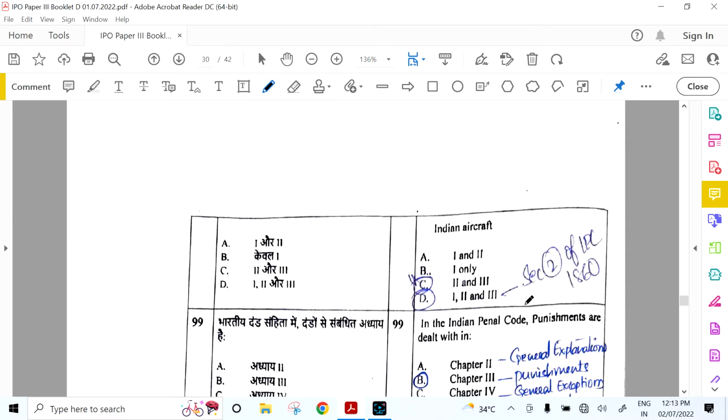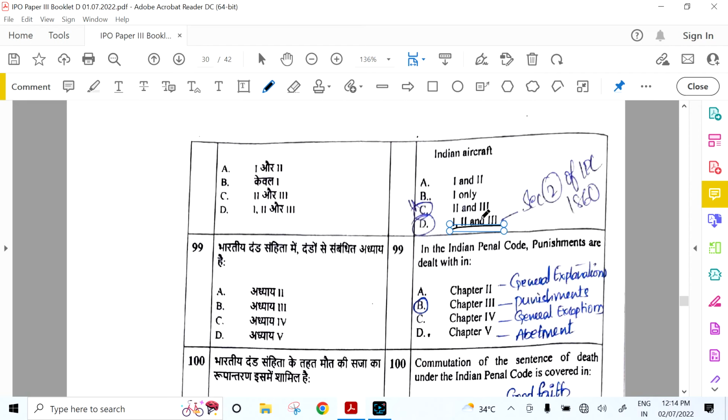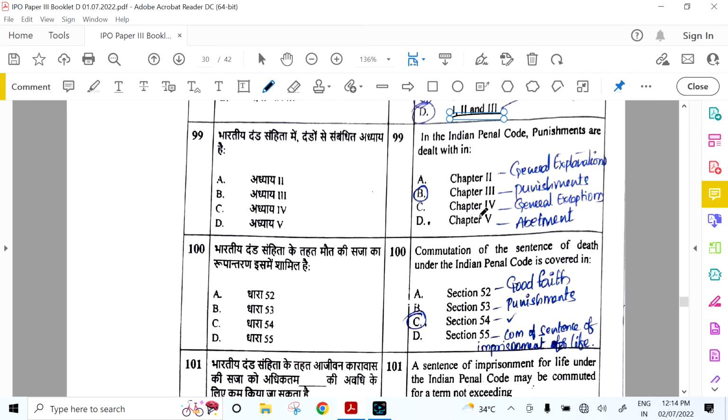Under which of the following situations would Indian courts have jurisdiction? It is section 2 of IPC 1860. All of these three are correct. That is, crime committed by a foreigner in India, crime committed by an Indian in a foreign country, crime committed by a person on an Indian aircraft.